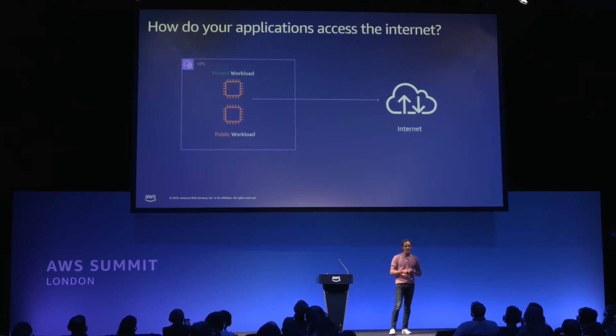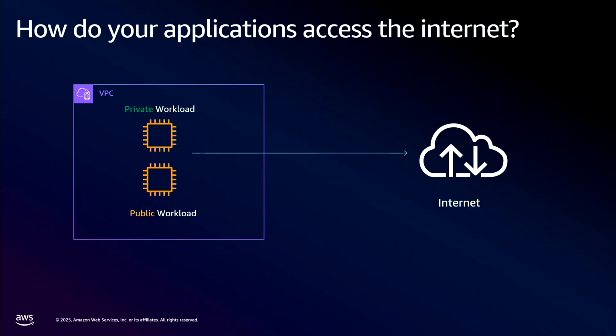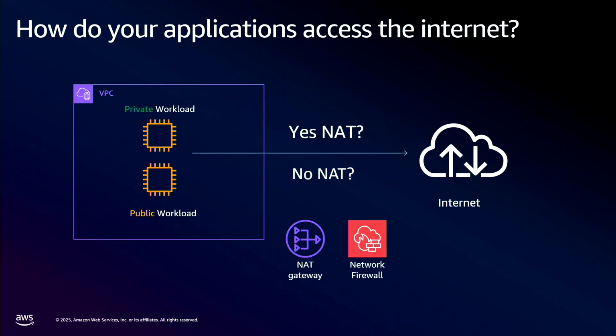When thinking about accessing the internet, both sort of egress and ingress, some things to think about are whether your workloads are private, whether they're public, whether they're NATing, whether they're IPv6, whether they're not NATing, whether you're using a NAT gateway, and things like AWS Network Firewall and where that's going to be inserted in the traffic flow.